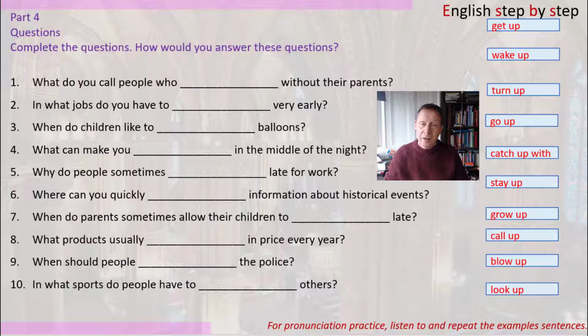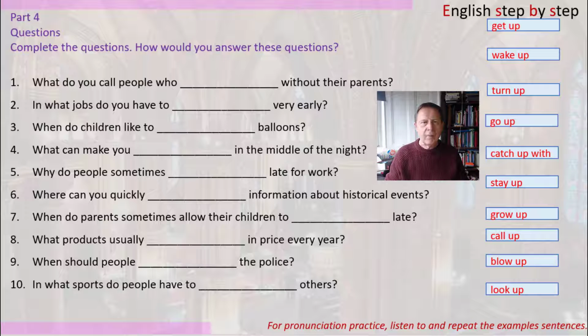Then, when you've finished making the questions, think of ways that you would answer these questions. You don't have to write them down. That is also good practice, but just think of ways that you can use the phrasal verbs to answer the questions. And then in the Step 3 video, we'll look at the questions and we'll discuss different ways of answering them.